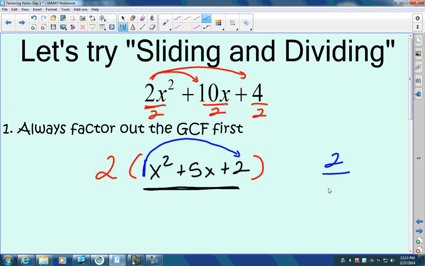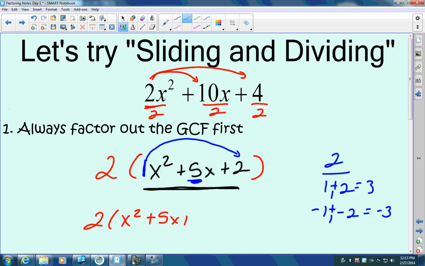I need the factors of 2. What are the factors of 2? 1 times 2 is 2. Those are the only factors. Well, and -1 and -2, right? But you need the factors that add up together to give you this middle number. Do any of these add up together to give you 5? 1 plus 2 is 3. -1 plus -2 is -3. Since none of these add up together, your answer is just 2x squared plus 5x plus 2. All you could do is pull out the GCF.